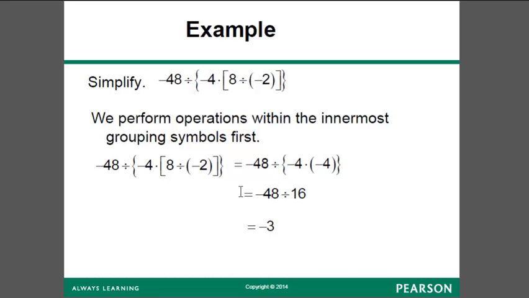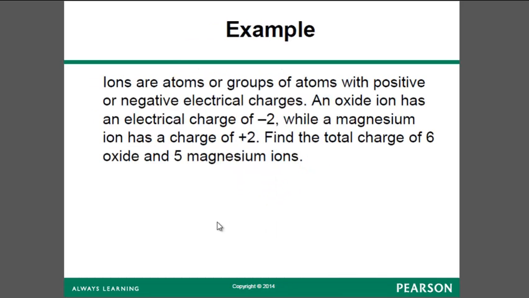Let's look at an application problem. Ions are atoms, or groups of atoms, with positive or negative electrical charges. An oxide ion has an electrical charge of negative 2, while a magnesium ion has a charge of positive 2. Find the total charge of 6 oxide and 5 magnesium ions. Okay, so what did I just read there? Well, I've got 2 different ions, and they both have a charge, but they have a different charge. And I am asked to find the total charge.